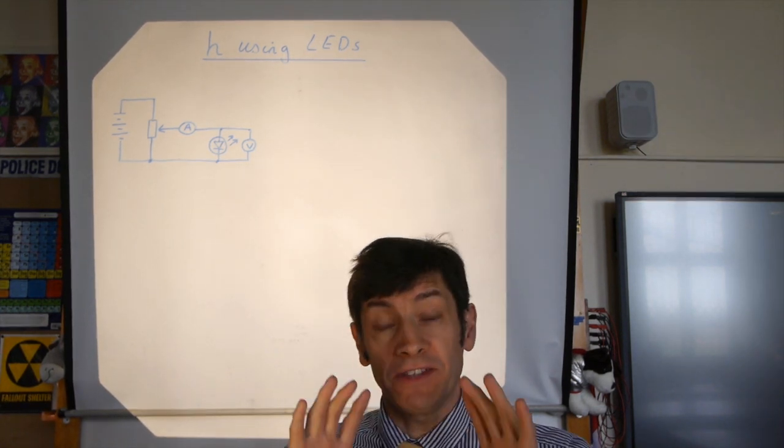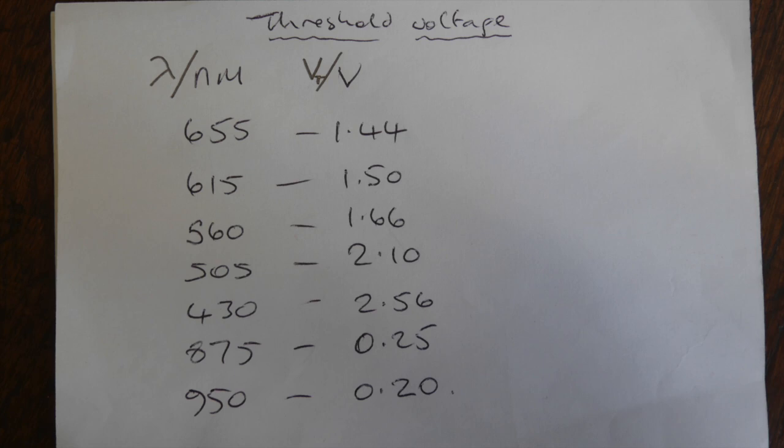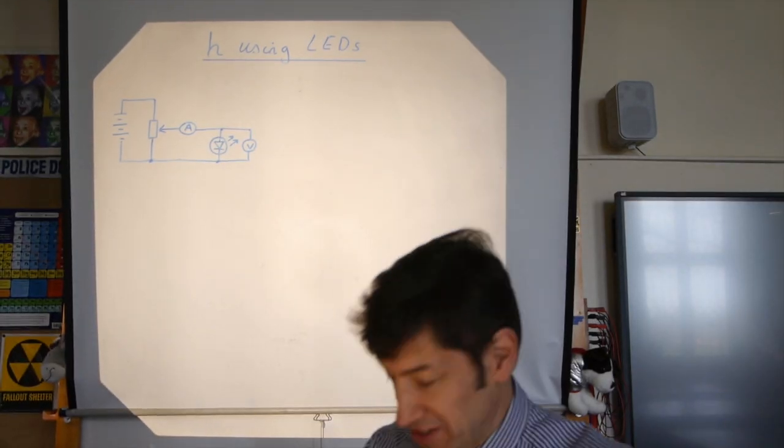And if you look at the table of data you've got in front of you now, you can see that the 655 nanometer LED needed 1.44 volts, and the 950 nanometer LED seemed to need a much lower voltage, about 0.2 volts. And that's the one that's in the infrared, and we would have used an infrared camera on our mobile phone to see whether it had come on or not. So, an explanation of why that is.